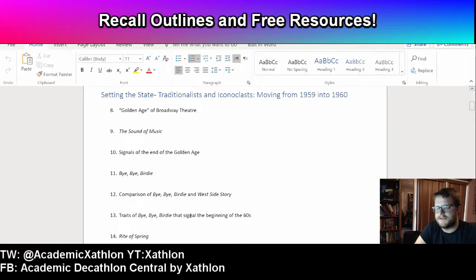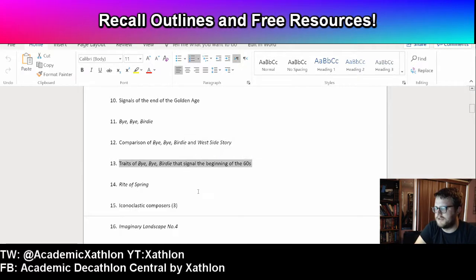Treats a Bye Bye Birdie that signaled the beginning of the 60s. I really like this one in particular because what I'm looking for is the aspects of Bye Bye Birdie that signify, hey, this is transitioning into the 60s, not necessarily a 60s play in that sense, because it's still a very classic style of musical theater, but it's very youth focused, right? It's got a fake Elvis Presley as the main protagonist, and they have guitars in their music, which is really uncommon at this point in this music too. So those are the kind of things I'm looking for.